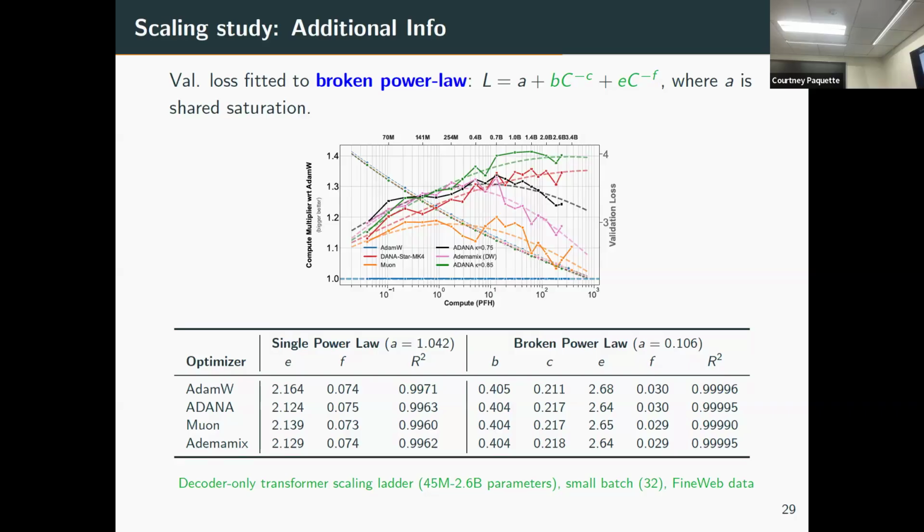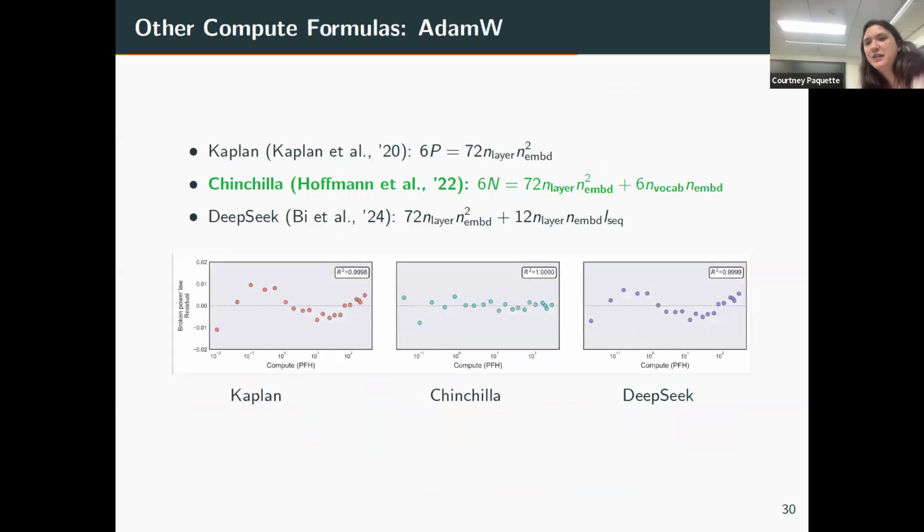And this is actually predicted by your random features model. Your random feature model says you should have two compute exponents, and it's actually a better fit than a single one. But they give you totally different exponent values, so you have to be a little bit careful here, but this is definitely a better fit overall. It's kind of fun to do. The second thing is there's a bunch of formulas for compute out there.